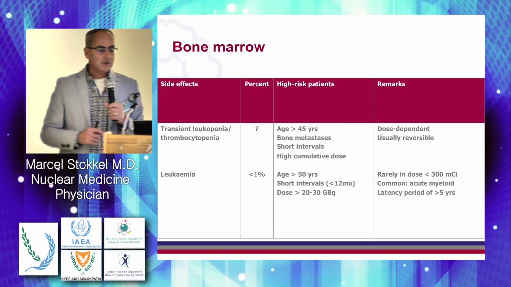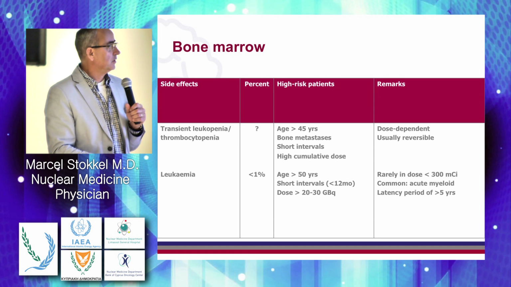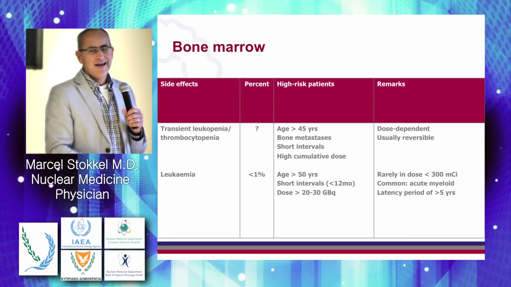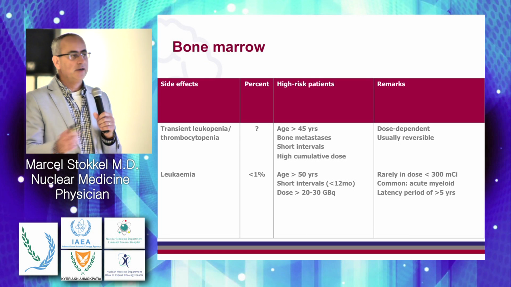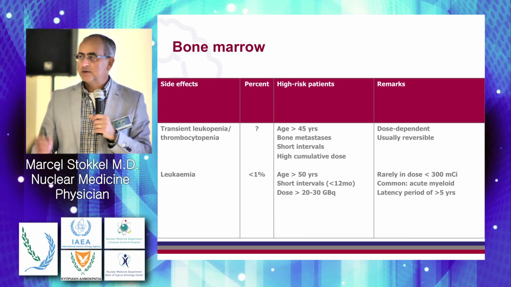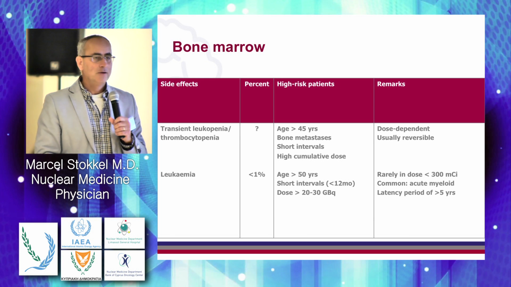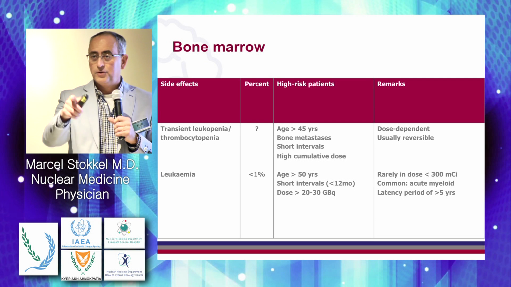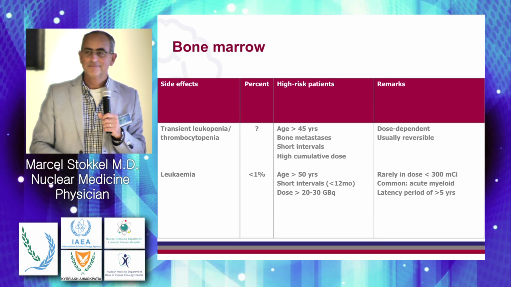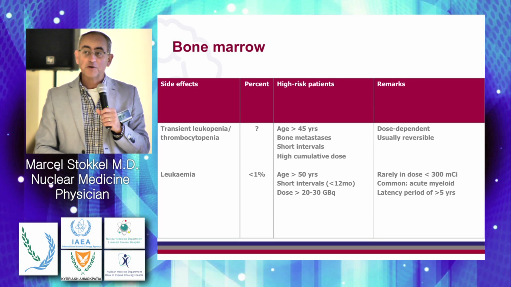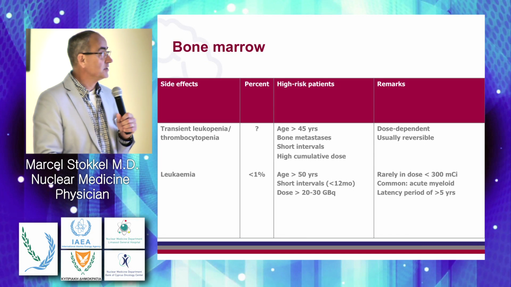Now, a final comment on bone marrow. I think we all know that it may occur, transient leukopenia or thrombocytopenia. It is funny because the exact percentage or the exact incidence is not known. We all know that it may occur, sometimes it's observed, but who is doing regular blood tests after a single treatment to see what's happening with the blood? You do. You're the only one. You do? Nobody does it. It's really funny because it's probably one of the most observed side effects in clinical practice. But the problem is that it is usually transient.